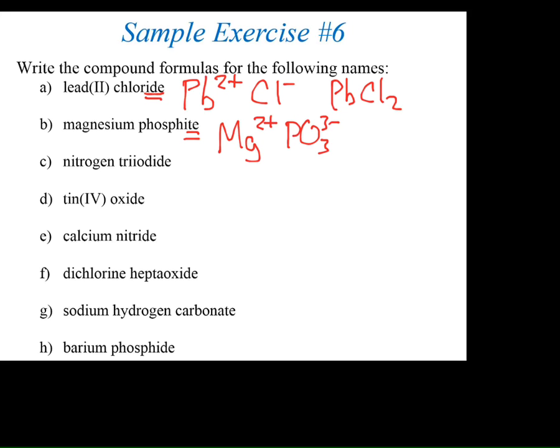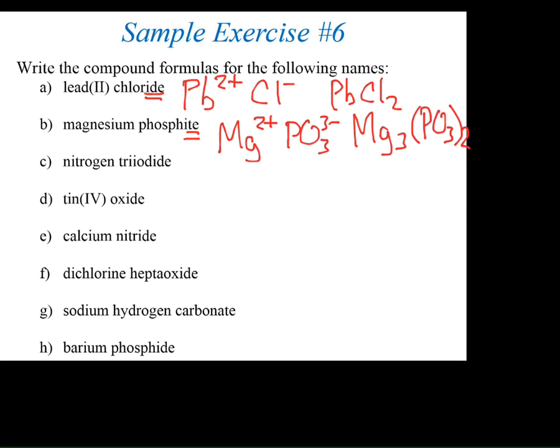So I've got a 2+ and a 3 negative. How can I make a 2+ and a 3 negative balance out? So make them both into 6, right? Because 6 is the least common multiple. So I need 3 of these, I heard you saying, and then I need 2 of these. So how would I write that? Mg3(PO3)2. Right, exactly. Does that make sense? So the 3 magnesiums make a 6 plus, the 2 phosphites make a 6 minus.